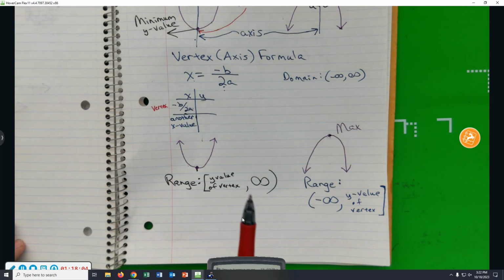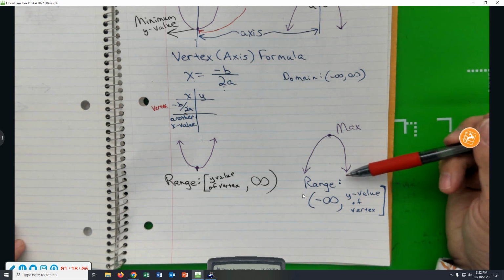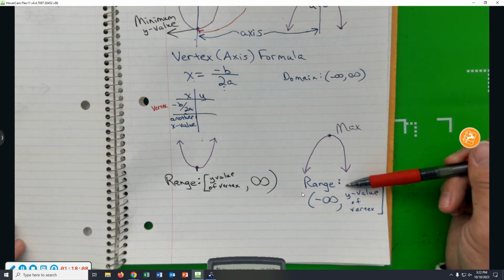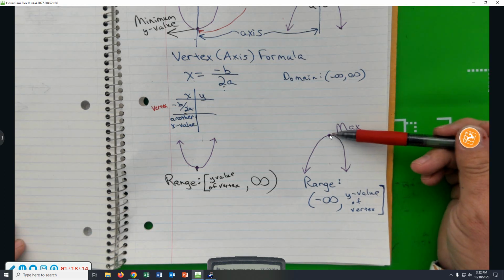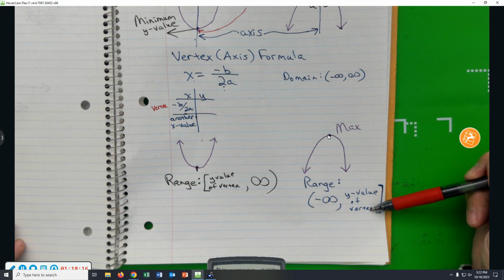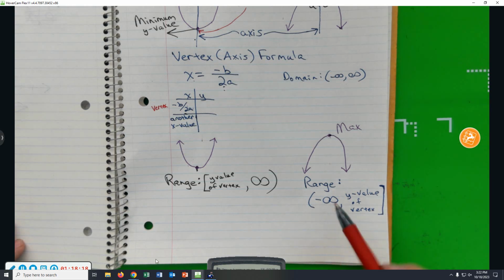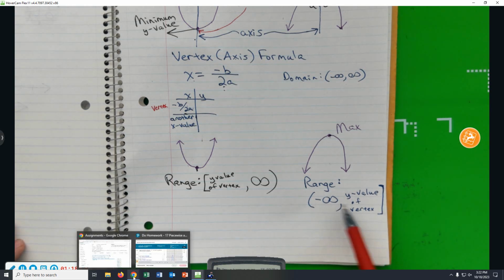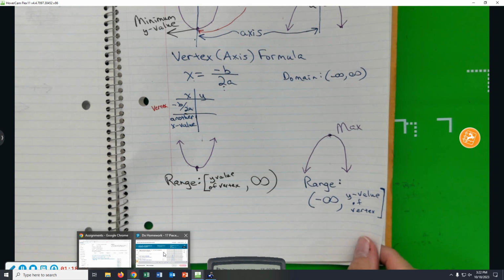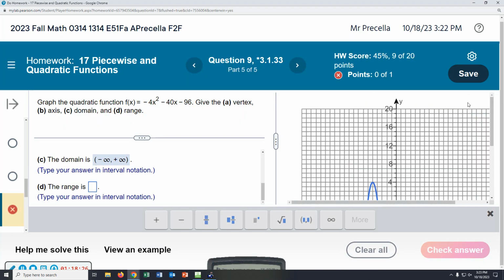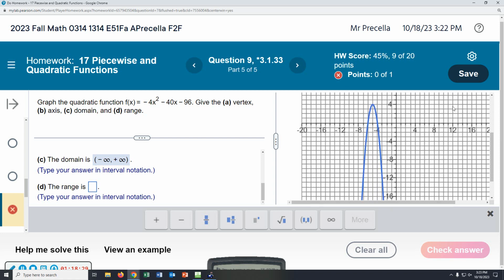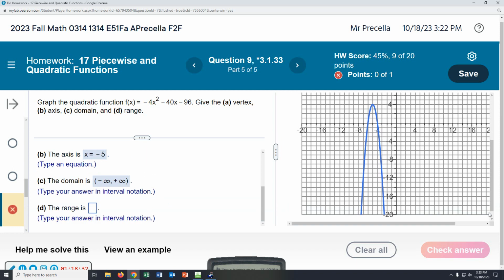Okay, so switch back to the paper. Then we say the range, all the negative y values are going to be used up to a maximum of the y value of the vertex. So it's going to be from negative infinity up to, what was the y value of the vertex? Come back to my paper. Wait, I want to blow this up. The y value of the vertex. You could just switch.